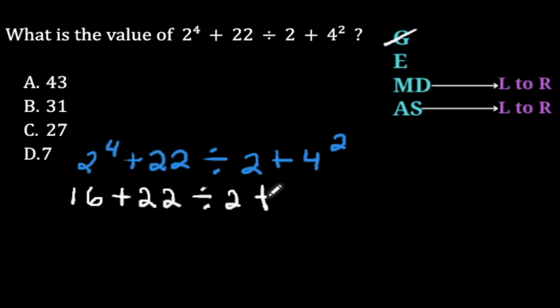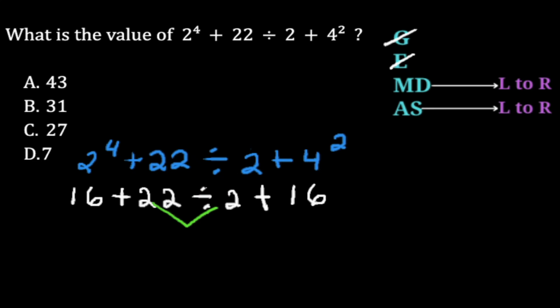And then we're going to solve 4 squared, which is 4 times 4, which is equal to 16. Okay, again, perform your order of operations here. So we have exponents solved here. Next, we have multiplication or division, whichever occurs first from left to right. So let's take a look here. So we have 22 divided by 2. So that's what we're going to perform next.